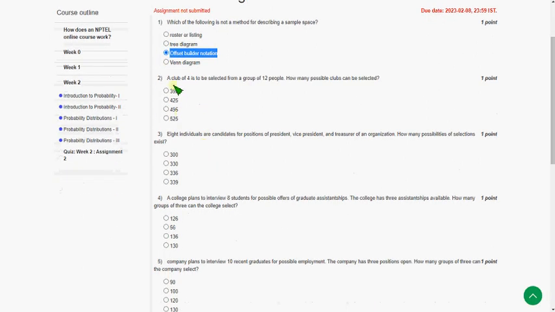The second question: a club of 4 is to be selected from a group of 12. How many possible clubs can be selected? The answer for the second question is the third option again, 495.